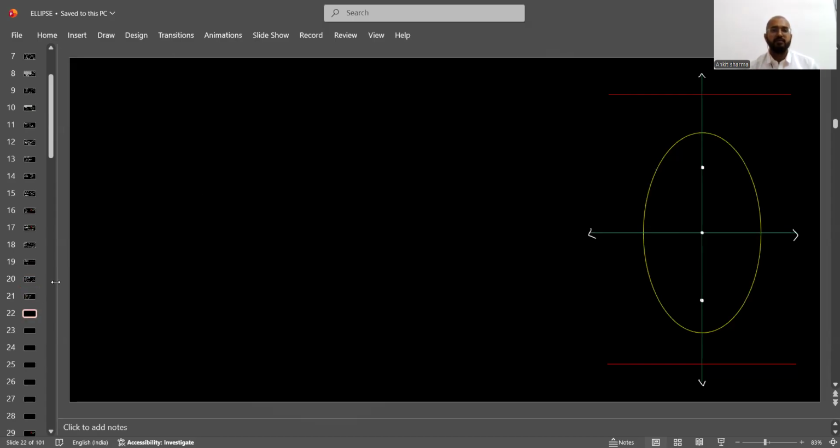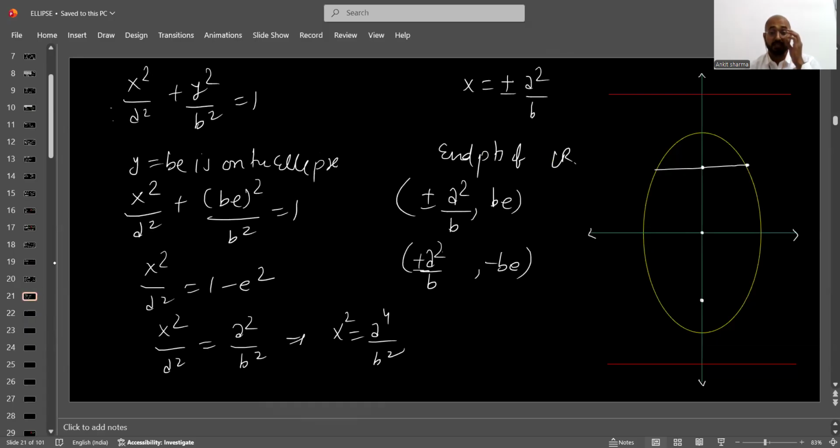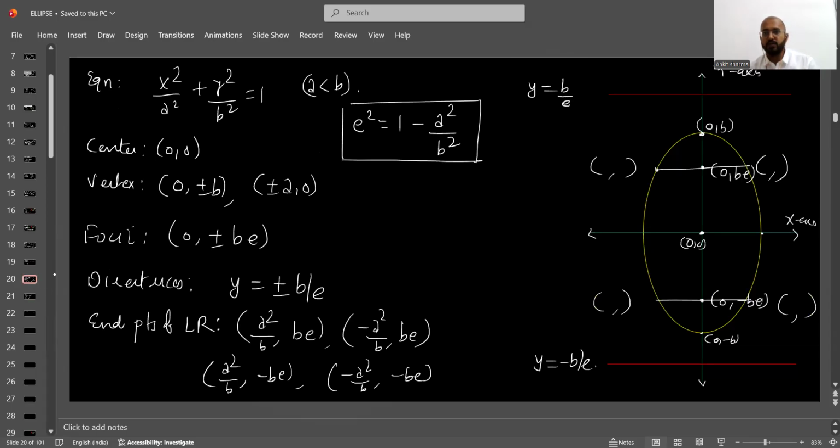So from here we get the length of latus rectum also. So the length of latus rectum is going to be this. From here to here we have to measure. So we know this point and this point. One can use the distance formula or one can use common sense. It's best to use common sense, because from here to here this is simply a square over b. So I get 2a square over b.